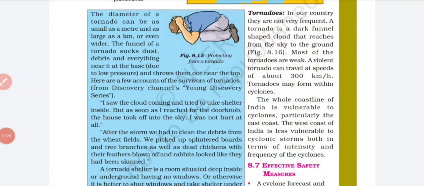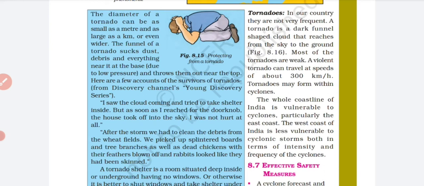Now most of the tornadoes are weak. A violent tornado can travel at a speed of about 300 kilometers per hour, and a tornado may form within a cyclone. That means at the time of cyclones, these types of tornadoes can also be formed. The whole coastline of India is vulnerable to cyclones, particularly the east coast.